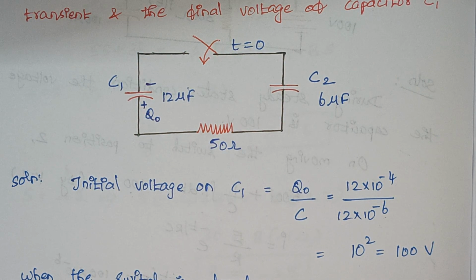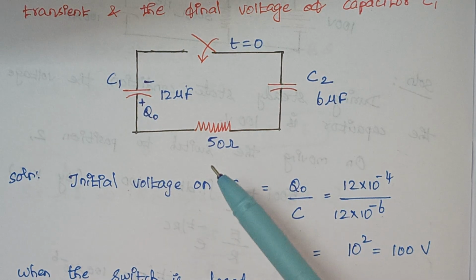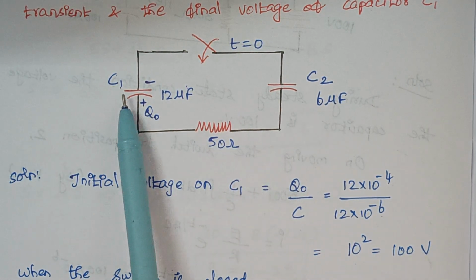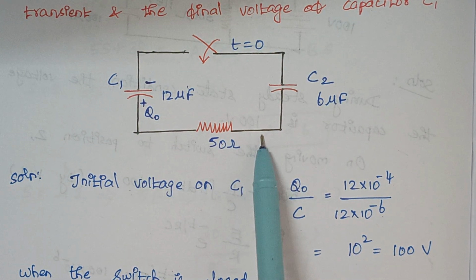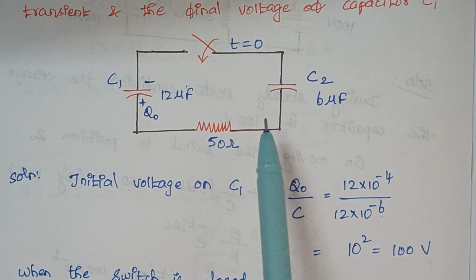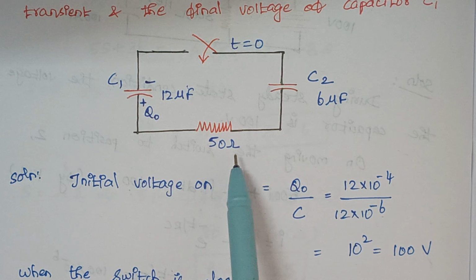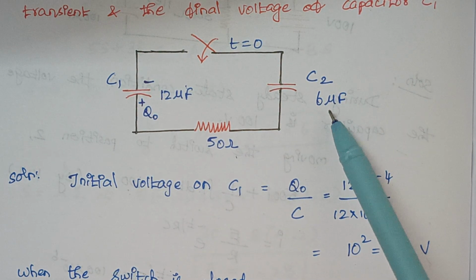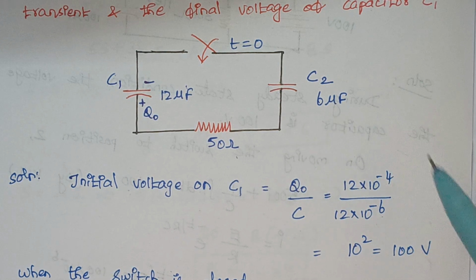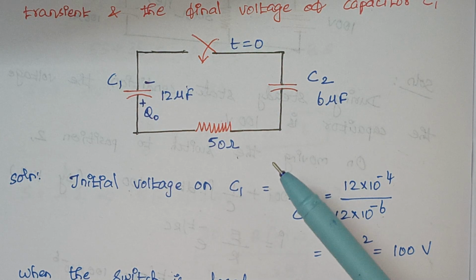Next we are going to apply KVL for this circuit. When you write KVL, you see 1 by C1 integral of I dt plus the voltage across the resistor, which is given by I into R. Let I be the current that flows through the circuit, right? Therefore 50 into I, and here again 1 by C2 integral of I dt, right? These are all the voltage drops across the respective elements, which will be equal to your source voltage.